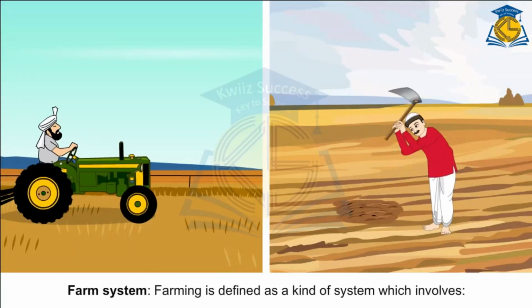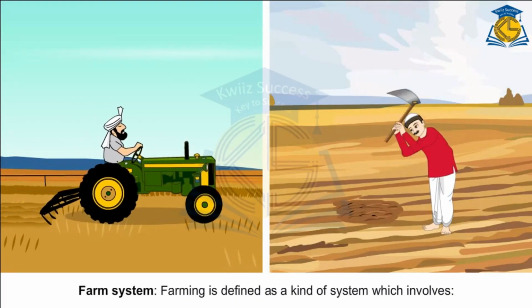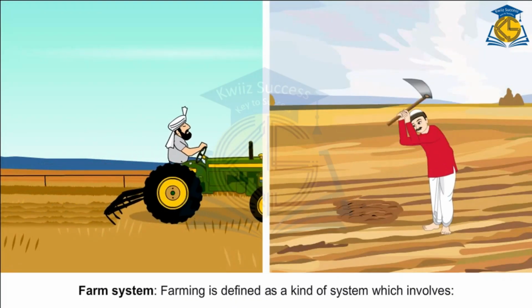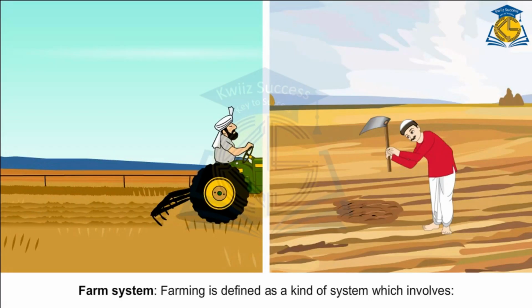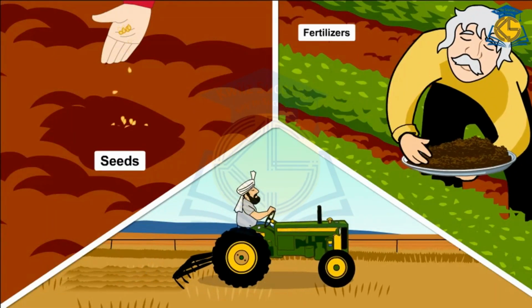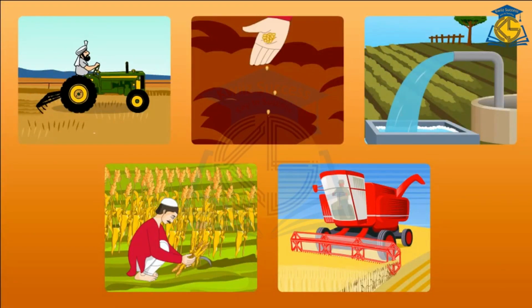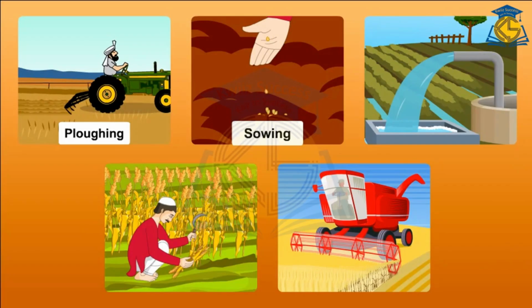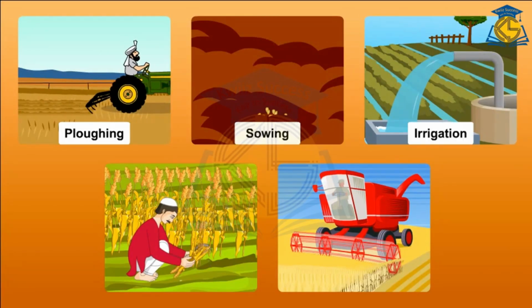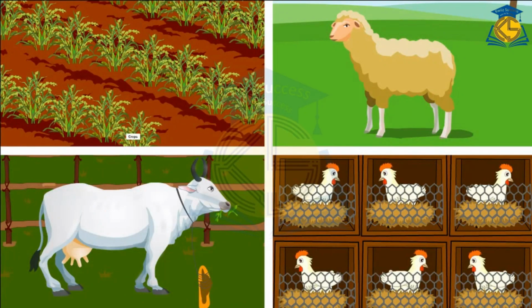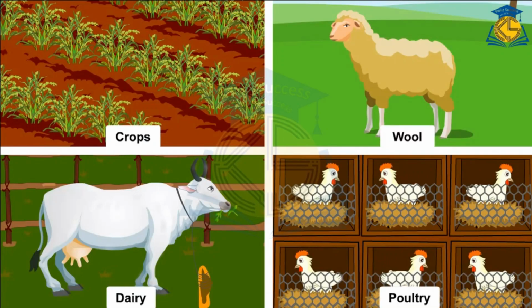Farm system. Farming is defined as a kind of system which involves input, operations and output. Inputs like seeds, fertilizers, machinery and labor. Operations are ploughing, sowing, irrigation, weeding and harvesting. Outputs are crops, wool, dairy and poultry.